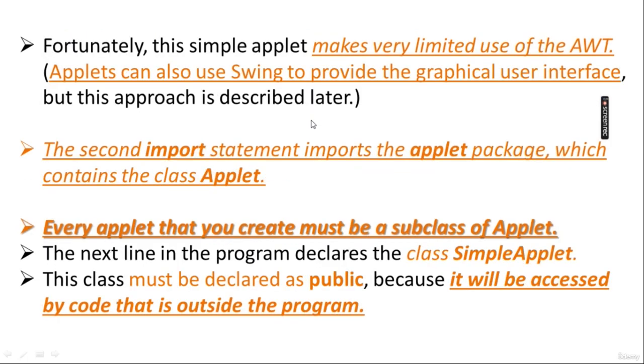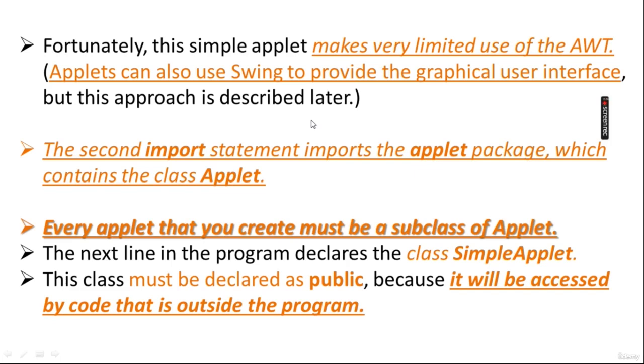This Java applet is simple. It makes very limited use of the AWT, only one method. Applets can also use Swing to provide the graphical user interface, but this approach is covered later. There is a separate chapter called Swing coming ahead. The second import statement imports the applet package, which contains the class Applet. Every applet that you create must be a subclass of Applet.